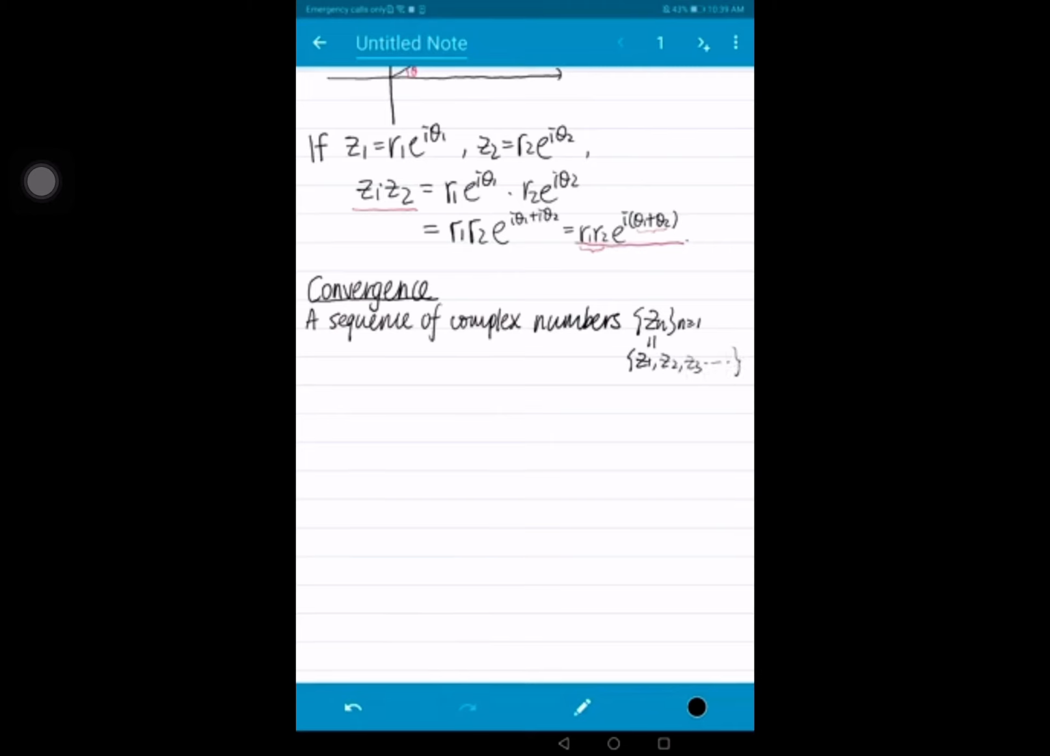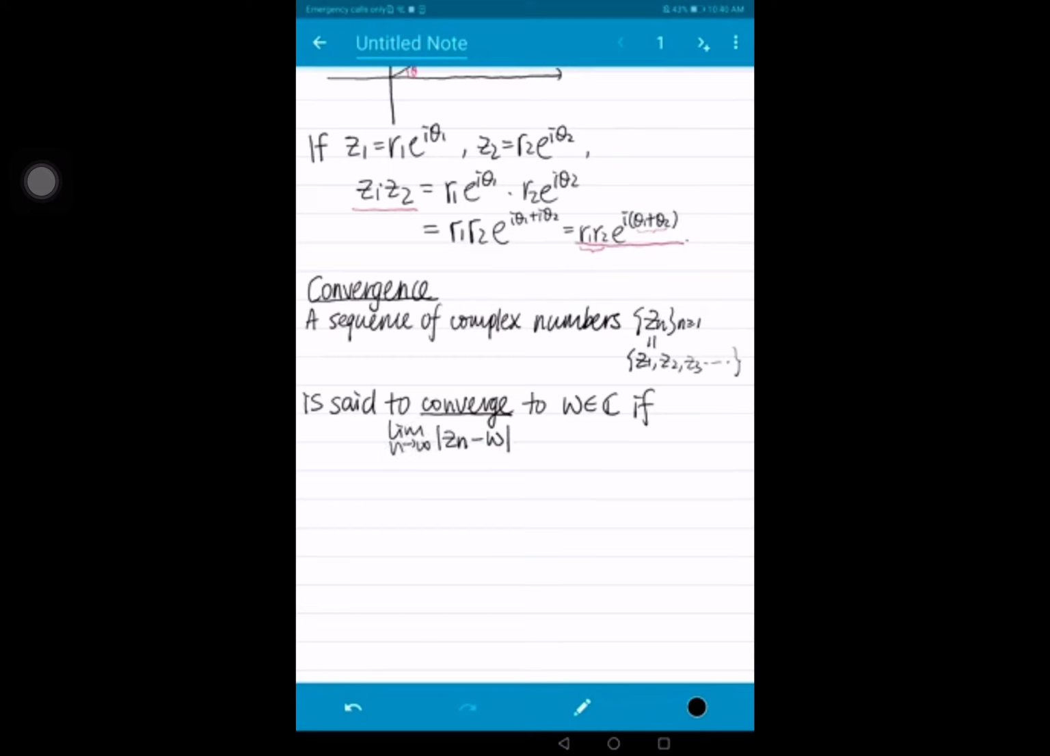You have a sequence of complex numbers, z1, z2, and z3. This sequence is said to converge to another point w in the complex plane if the following is true. So you measure the distance between the nth number z_n in the sequence and w, and you take the limit as n goes to infinity, right?